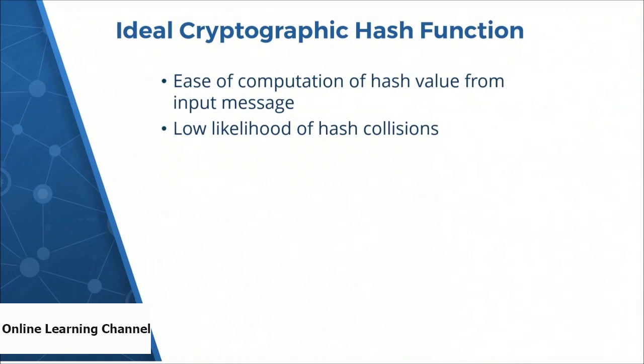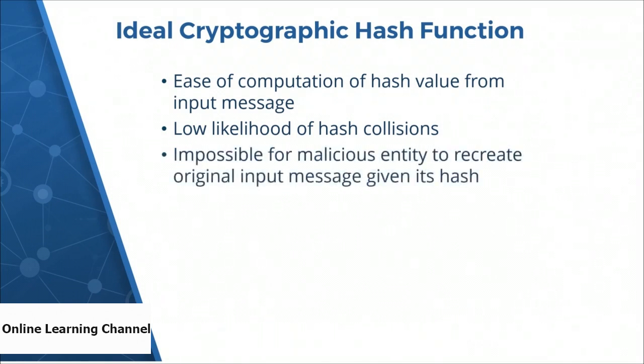And one of the reasons for this takes us to the next property of the ideal cryptographic hash, which is that it should be impossible for anyone to recreate the original input message when given only the hash output. In other words, if someone has presented to you a hash output, it should be impossible for you to reverse engineer it and learn of the input to the hash function which generated this output hash.